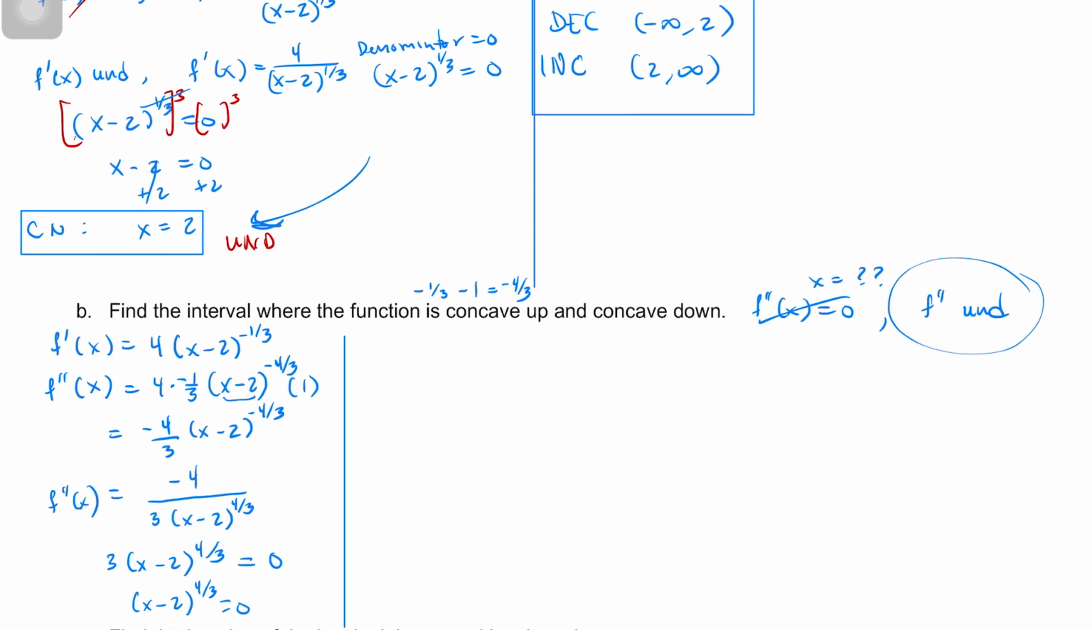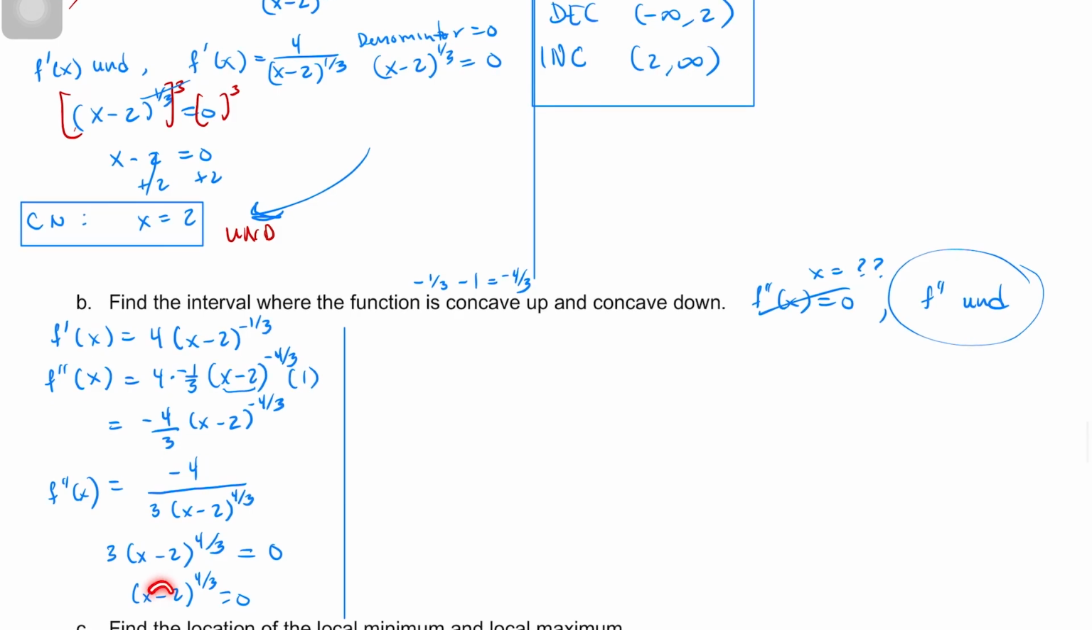I always show you guys that the only way that this is going to equal 0 is whenever the inside is 0, because 0 to any power is going to be 0. This cannot be any other number than 0. So x minus 2 equals 0, which implies by adding 2 it equals 2. All right, so that's your possible point of inflection, and we're going to use this to help us find the number line, right?